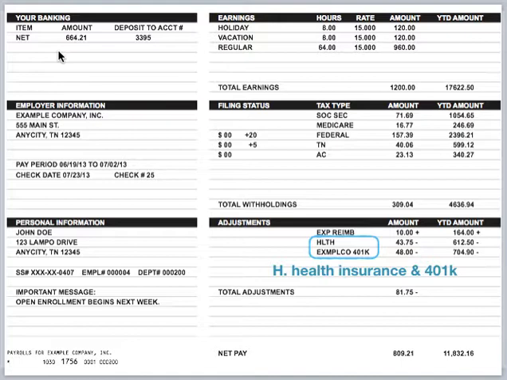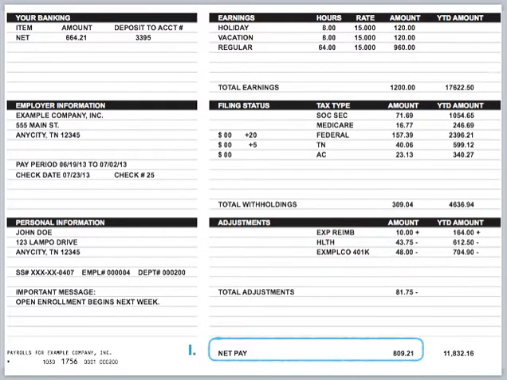Net pay, that's usually near the bottom of a pay stub. So if you found it and if you saw it was around $809, well done.